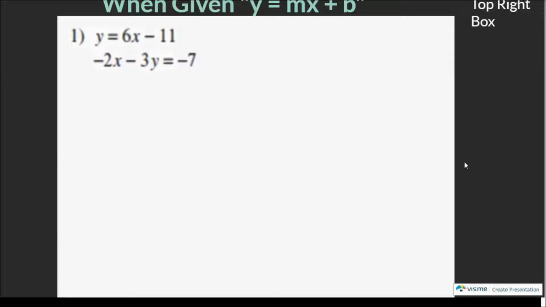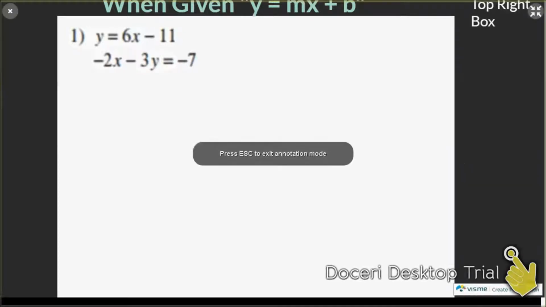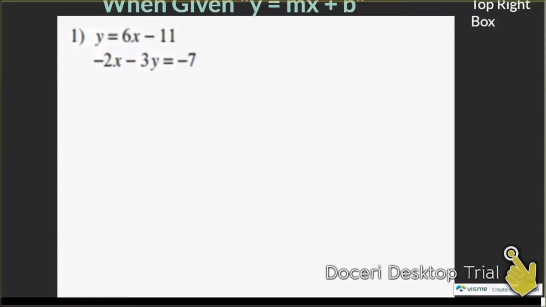Okay, so now that you've had a chance to write this down, let's look at it. Again, we said this box represents when they give us one of our equations in slope-intercept form, y equals mx plus b. If we look, our top equation is already written that way: y equals 6x minus 11. So we're good. Our second equation is not written that way, but our top one is. Let's talk about what we're doing. Remember, our first step was to isolate the variable. But our variable y is already isolated, so this is good. We already have y by itself, so that's awesome.